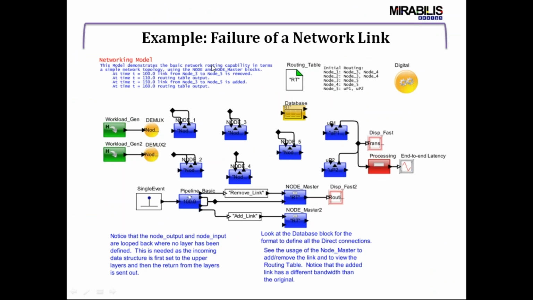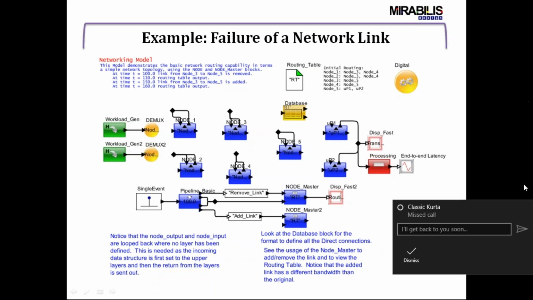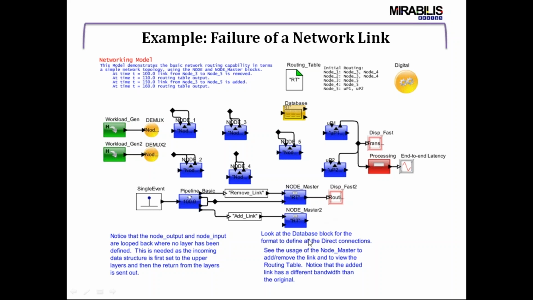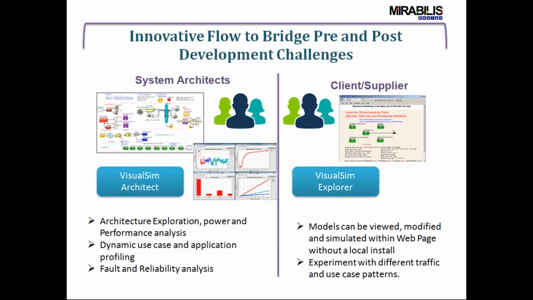And as I mentioned, the other part of it is considering the failure of a particular network link and understanding what the impact is of removing a particular network link on the complete system performance.